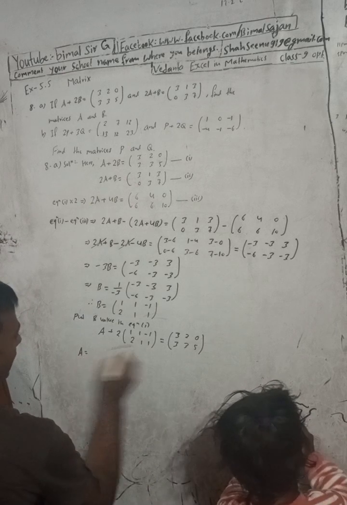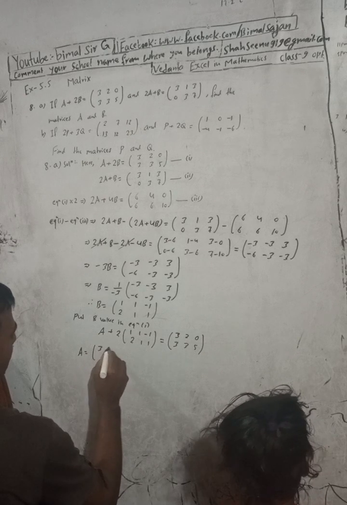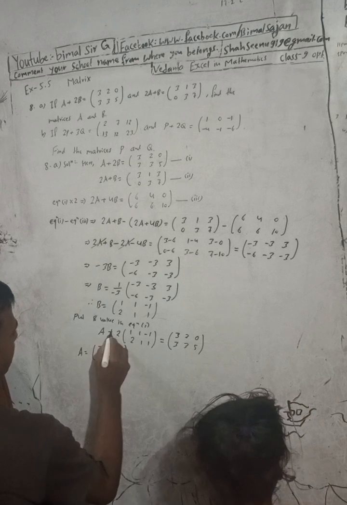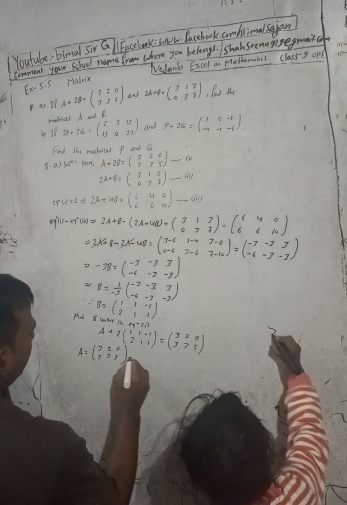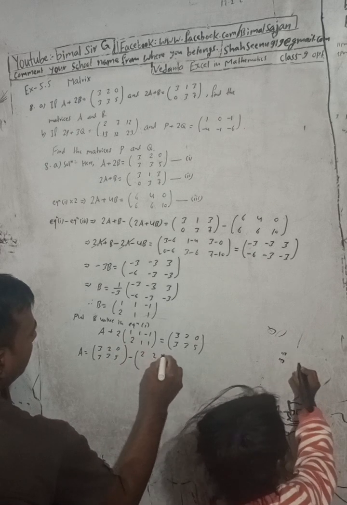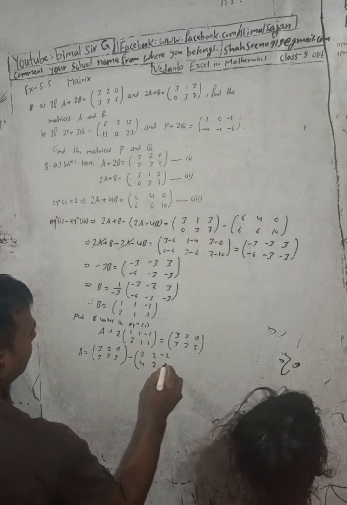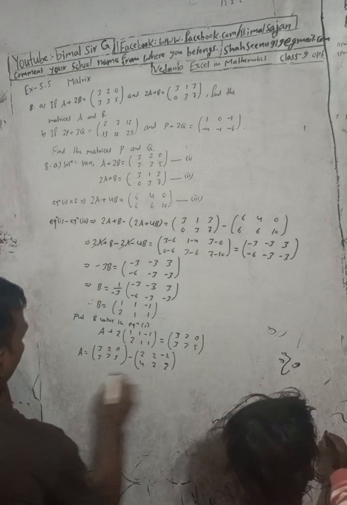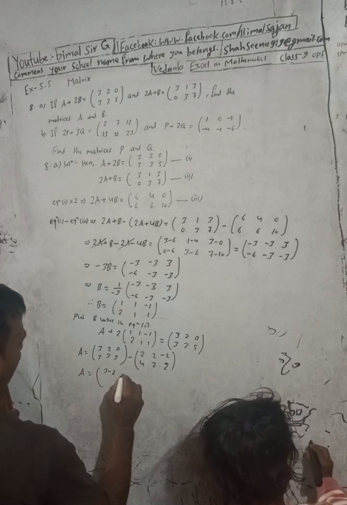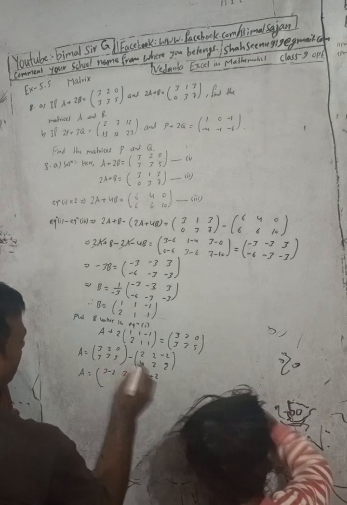Now A is equal to [3 2 0; 3 3 5] minus 2 times B. Multiply: 2 ones are 2, 2 into minus 1 is minus 2, 2 twos are 4, 2 ones are 2 and 2 ones are 2. Now A is equal to 3 minus 2, 2 minus 2, 0 minus minus 2 is plus 2, 3 minus 4, 3 minus 2 and 5 minus 2.